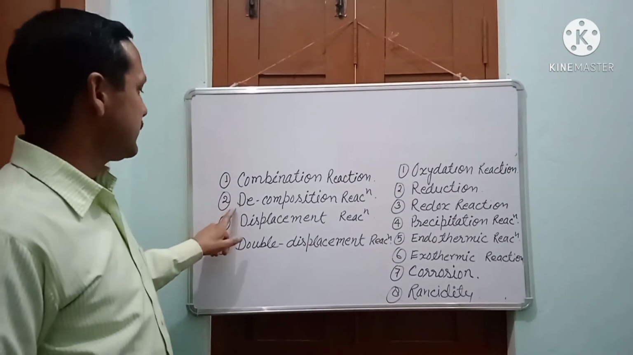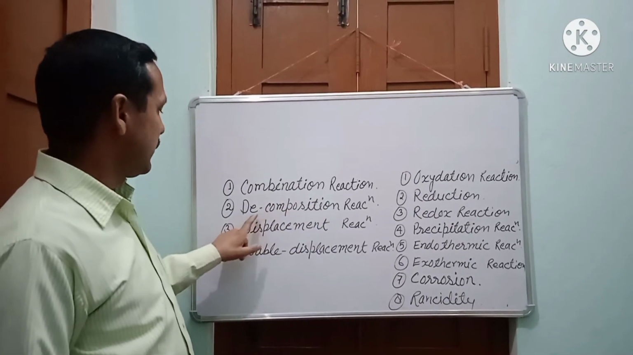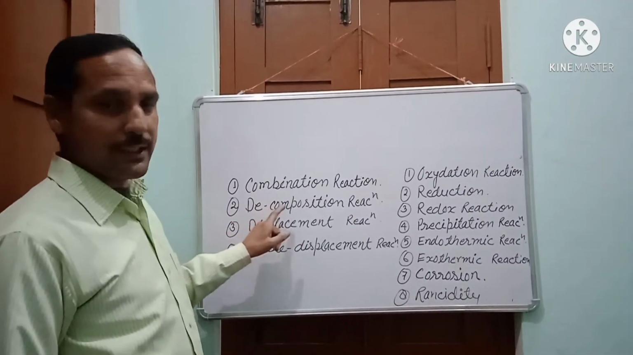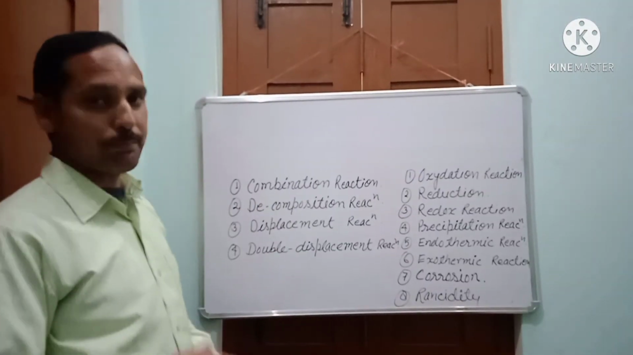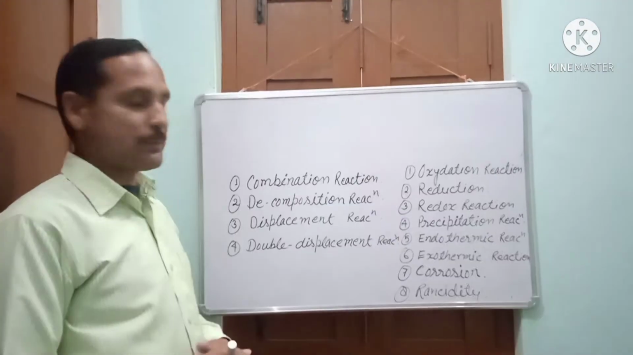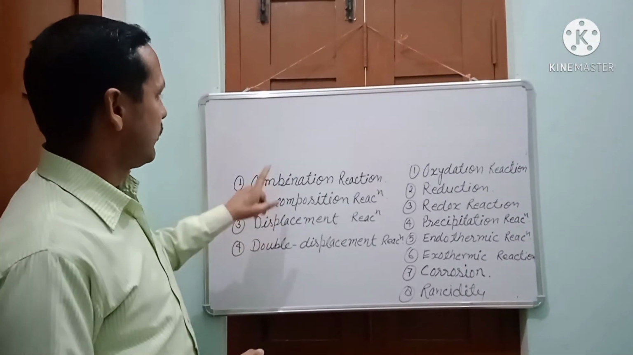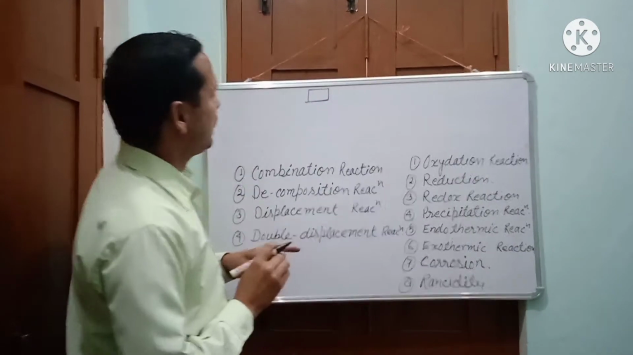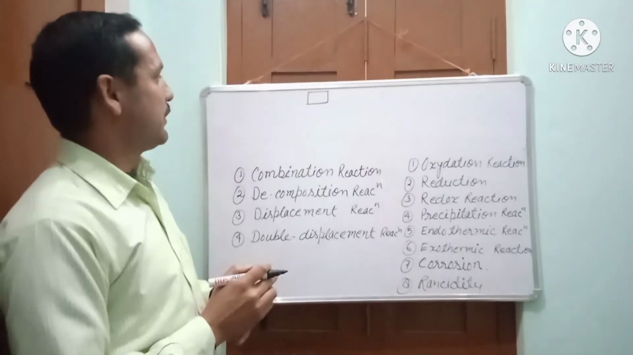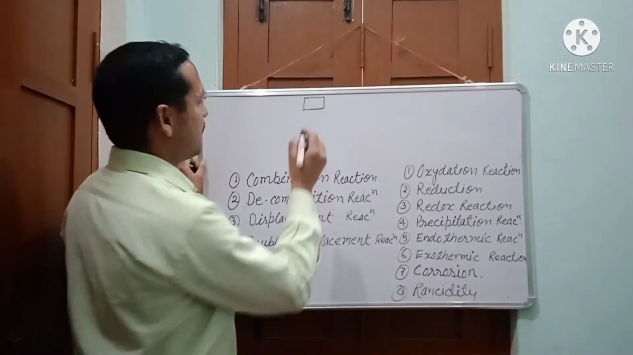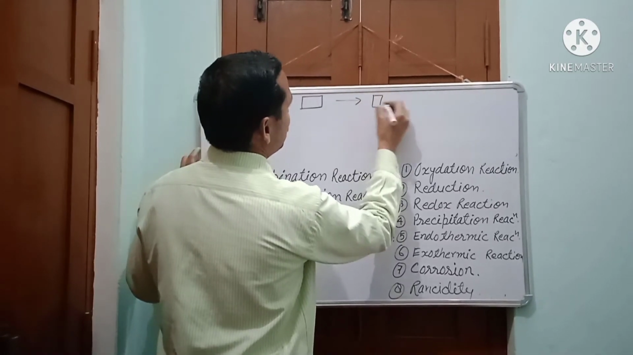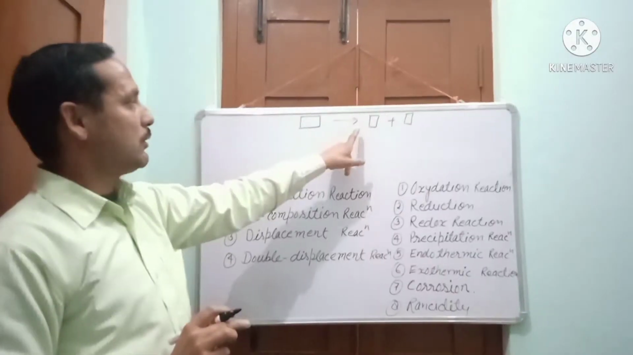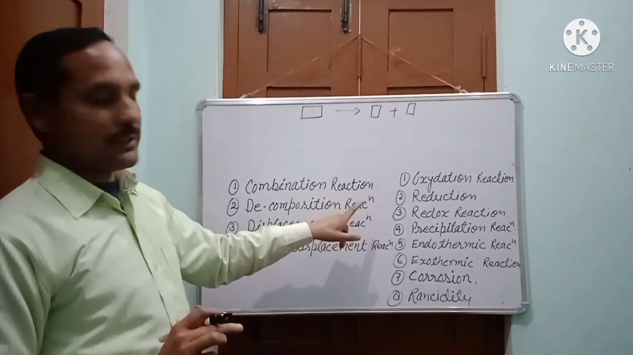Now our second reaction is decomposition reaction. As decomposition means breaking down, any chemical reaction in which a single substance breaks down into simpler substances. That is, if you take an example, suppose that this is a single element. When you apply heat, light or electricity to this element, it breaks down into two or more simpler substances. Such type of reactions are called decomposition reactions.